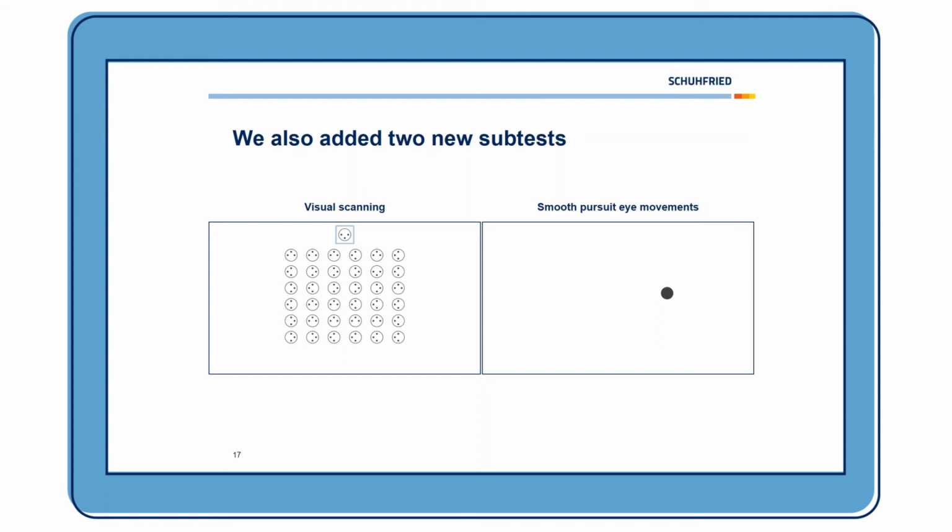Then the second new test is the smooth pursued eye movements subtest. And here the client tracks a circle with his eyes, of course, which you see on the right side right here. And this circle is moving across the screen, and the client should not move his head during this task and should react as quickly as possible when the circle becomes brighter. So these are our new subtests.